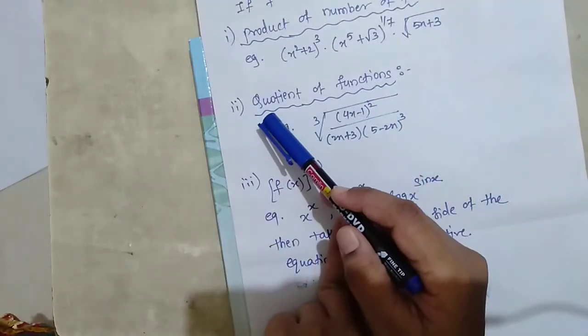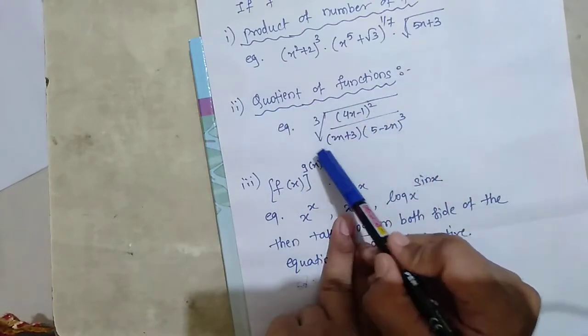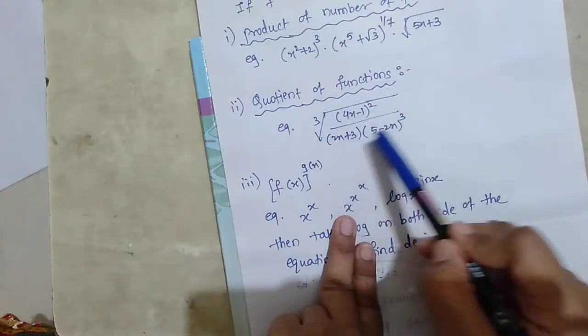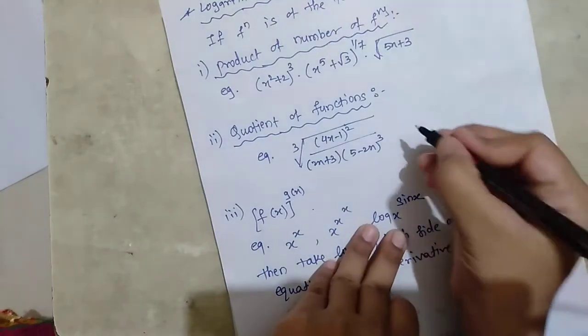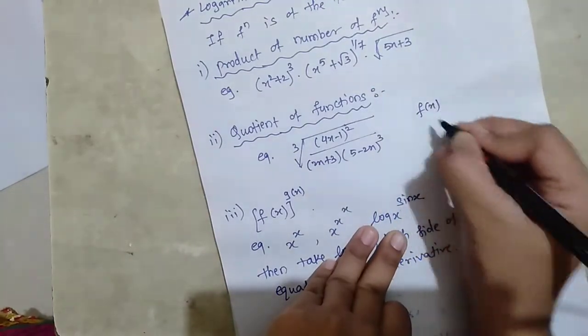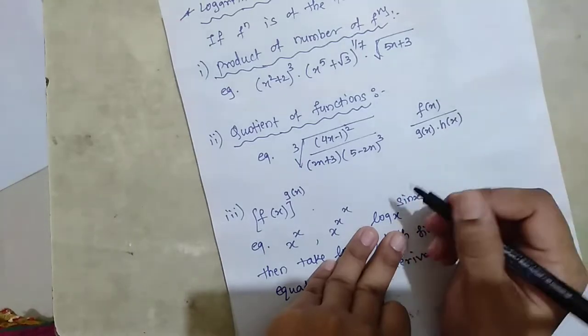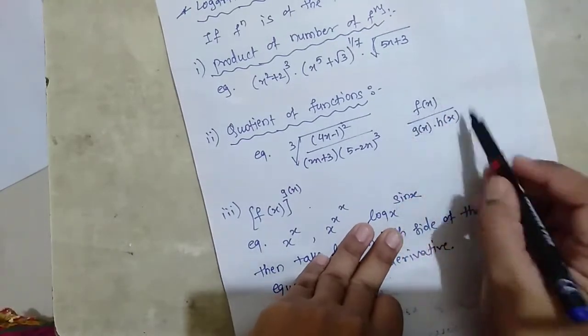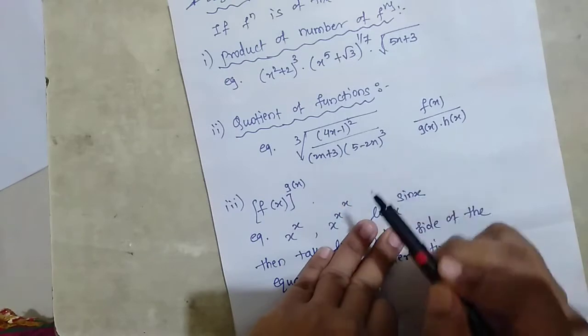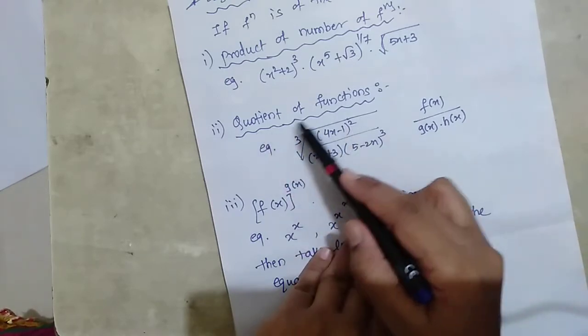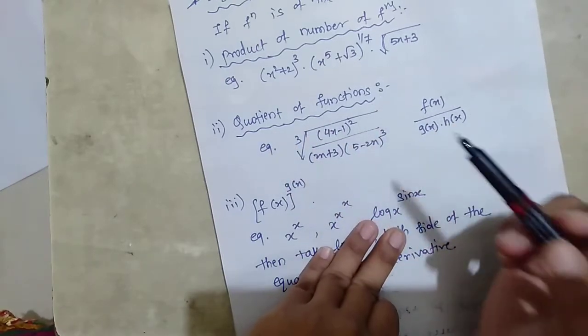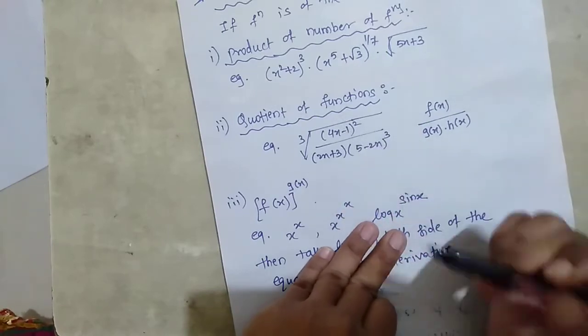Now second, quotient of functions. If such type of functions is there, numerator divided by denominator, it is of the type f of x divided by g of x into h of x. See here the numerator and denominator. So for quotient of functions, in that case also you will apply logarithmic differentiation.